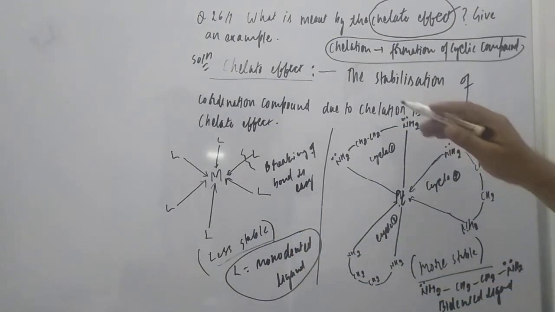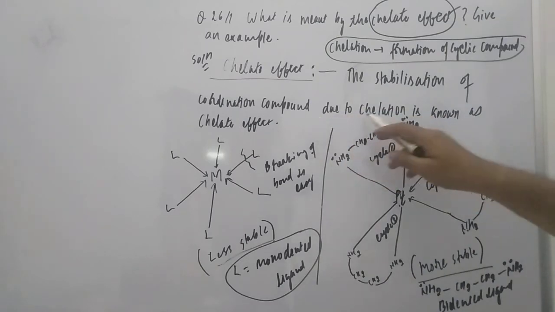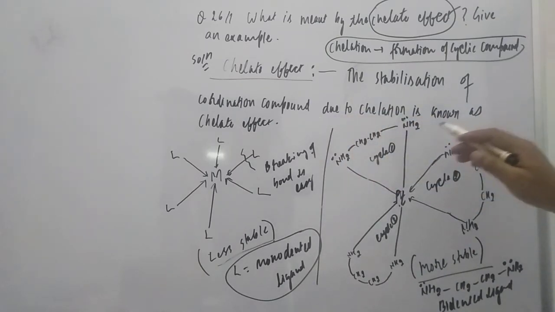So what is the chelate effect? The stabilization of coordination compound due to chelation is known as the chelate effect. Chelation means formation of cyclic compound by bidentate ligand or polydentate ligand.